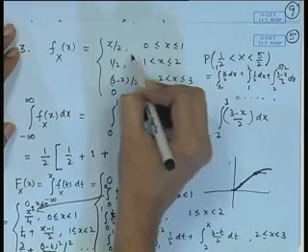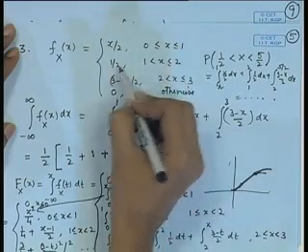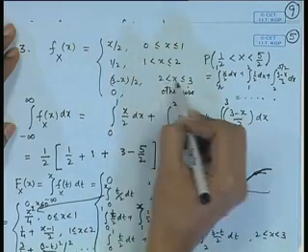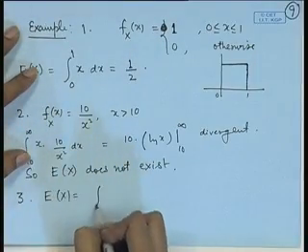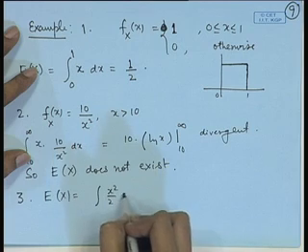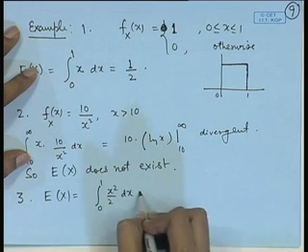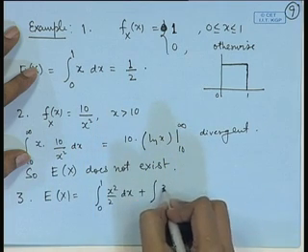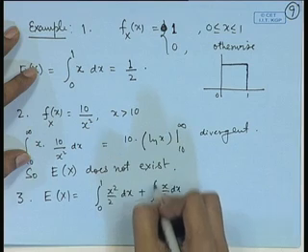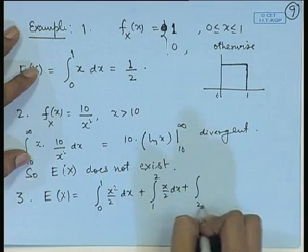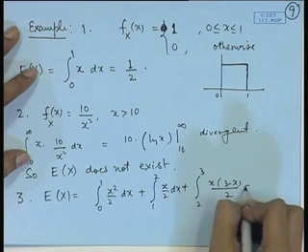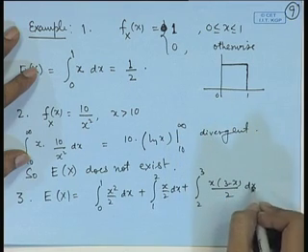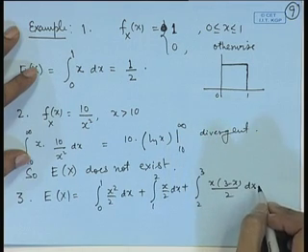f(x) is equal to x by 2 for 0 to 1, it is half for 1 to 2, and 3 minus x by 2 for 2 to 3. For this example, the expectation of x will become equal to the integral of x square by 2 dx, plus the integral of x by 2 dx for 1 to 2, plus the integral from 2 to 3 of x into (3 minus x) by 2. In the remaining portion f(x) was 0, so there will be no term here.